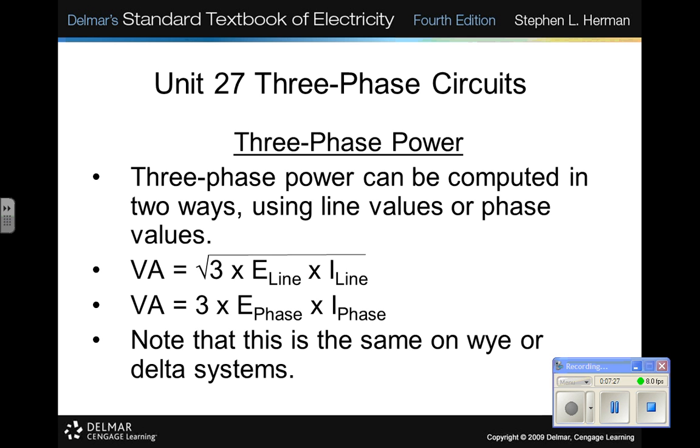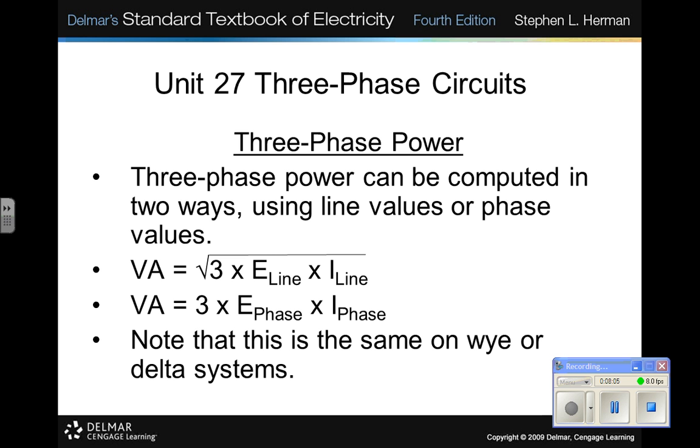Okay. Three-phase power can be computed in 2 ways, using line values or phase values. Now, I suggest you don't try to remember both of these formulas. I suggest that you remember one and the other one will come to you because you remembered one. Now, in phase voltages, take a look at this. It's nice and simple. Phase voltage times phase current times 3. So one transformer's power, one winding's power, times 3 is the total power, assuming they're all equal, right?